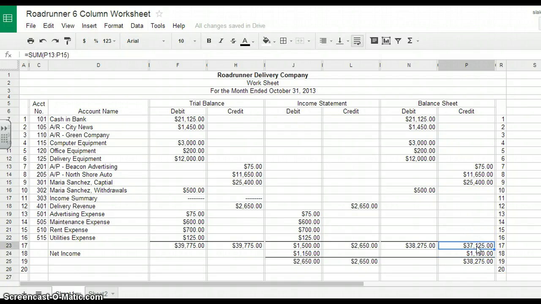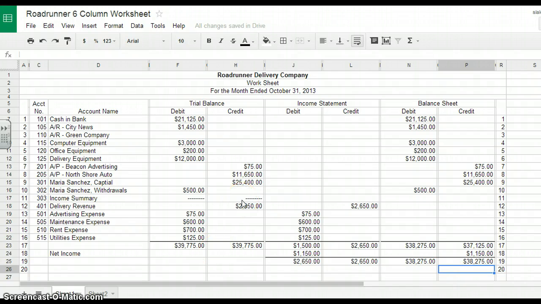So all I did was change that formula, and what do you know? It comes out to 38,275 down here because I had my formula and I changed this cell plus this cell, it automatically changed for me, okay? So now what I'm going to do is just bring down this number here, and we've got two columns, our debit and our credit column, that now equal each other, okay?